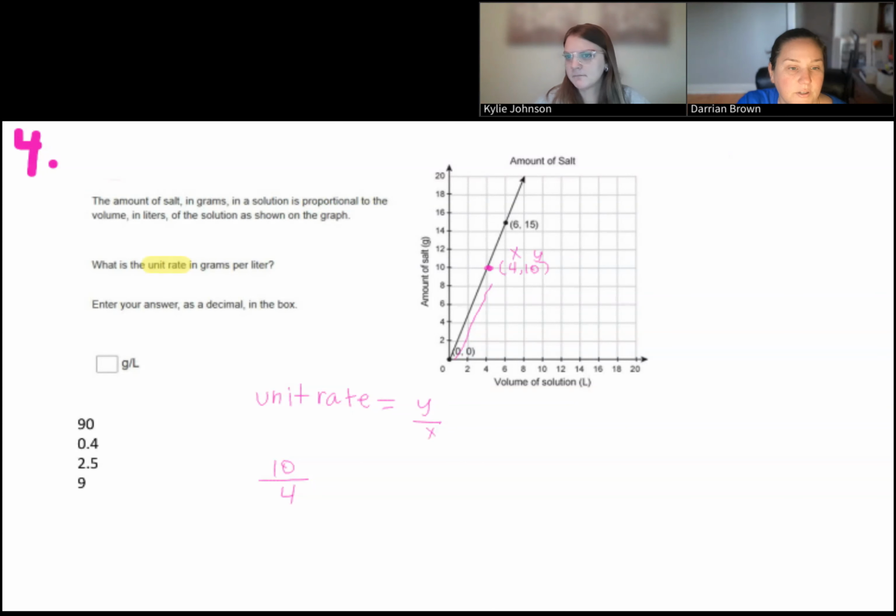All right, so look at our answers over there. Are they in fraction form? No. So guess what we need to do? Divide. So somebody divide that for me. What is 10 divided by 4? Very good. It is 2.5. And that is the correct answer.